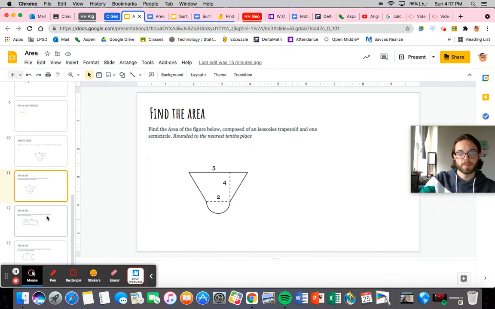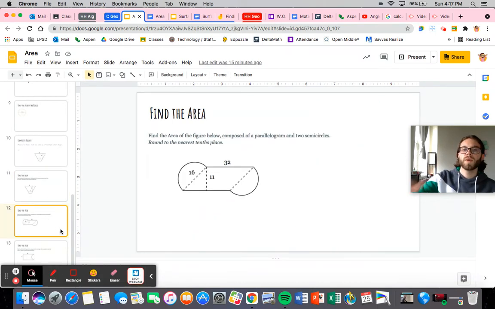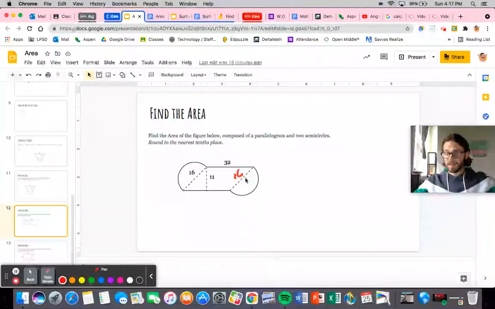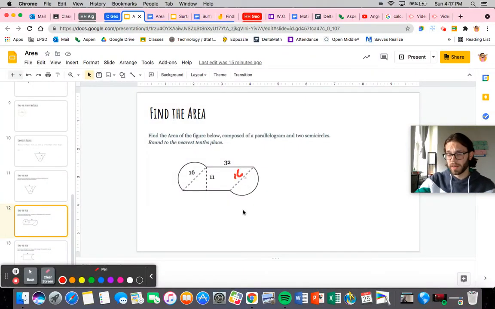Let's do another one. So we are now given a parallelogram and 2 semicircles. By the way, if you have 2 semicircles with the same diameter, it adds up to a circle. So remember, this is a parallelogram, so this is 16, this is 16. So these semicircles are essentially both half of a total circle. So I don't need to look at them as halves. I can just look at it as a whole. We are given a diameter of 16, so it has a radius of 8.